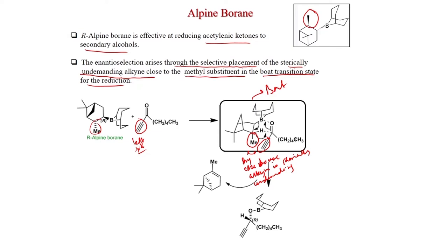And after that, the dehydroboration happens. So, this hydride delivers to the carbonyl, and now this carbon-boron bond cleaves to give a double bond. So, this is the alpha pinene. Alpha pinene is generated, and this complex after H2O2, NaOH, you get the alcohol. Also, this alpha pinene, which is generated in the reaction, can be recycled to make R-Alpine borane.